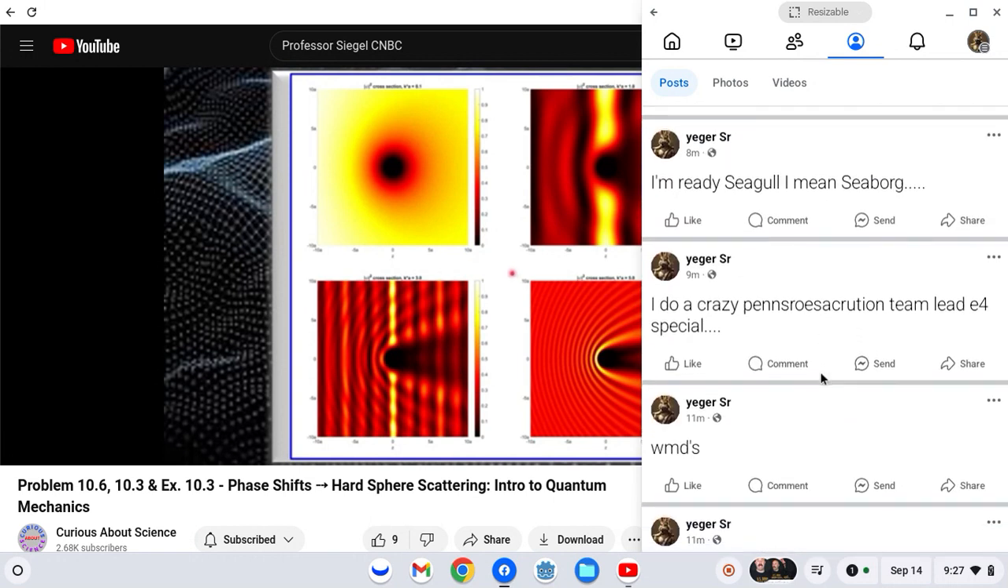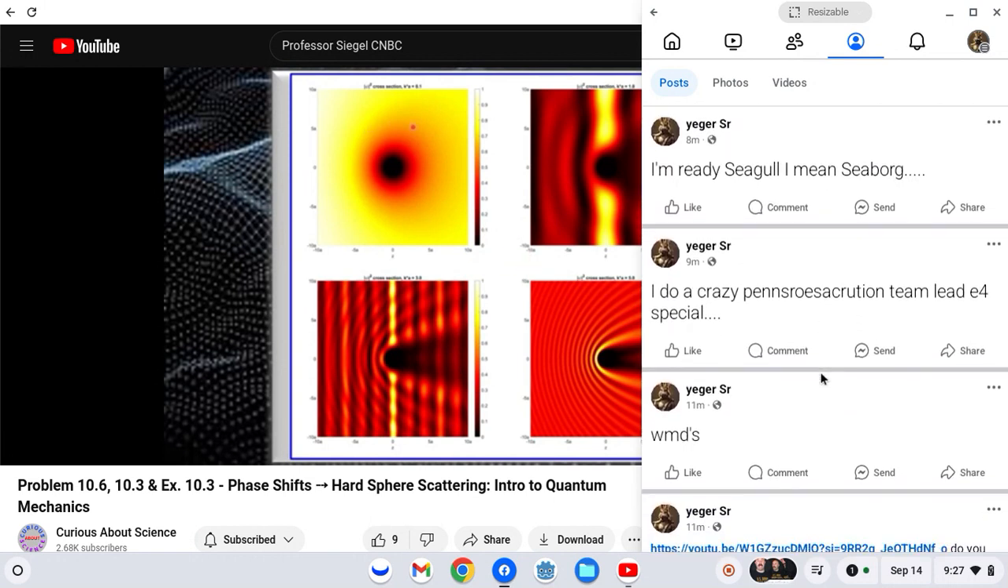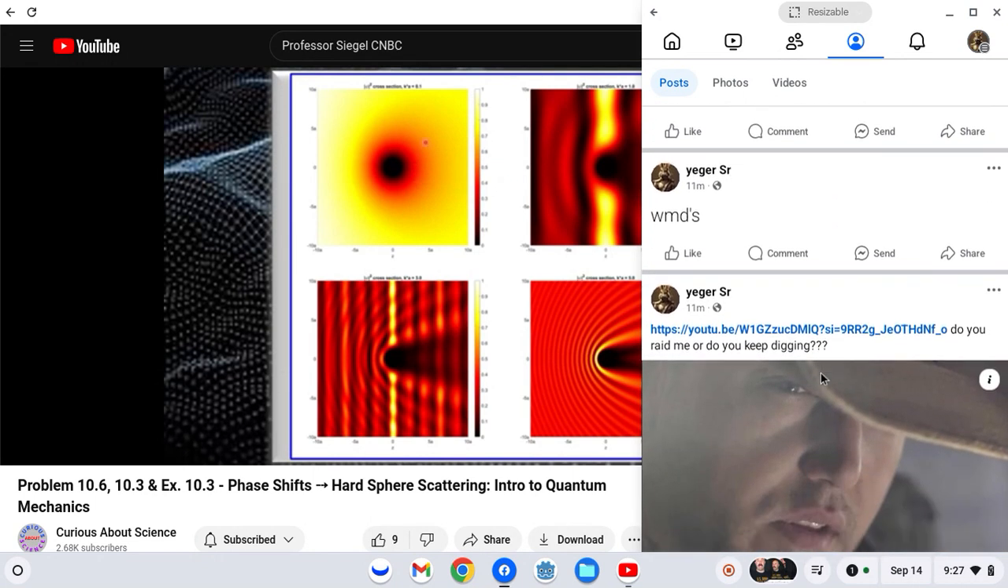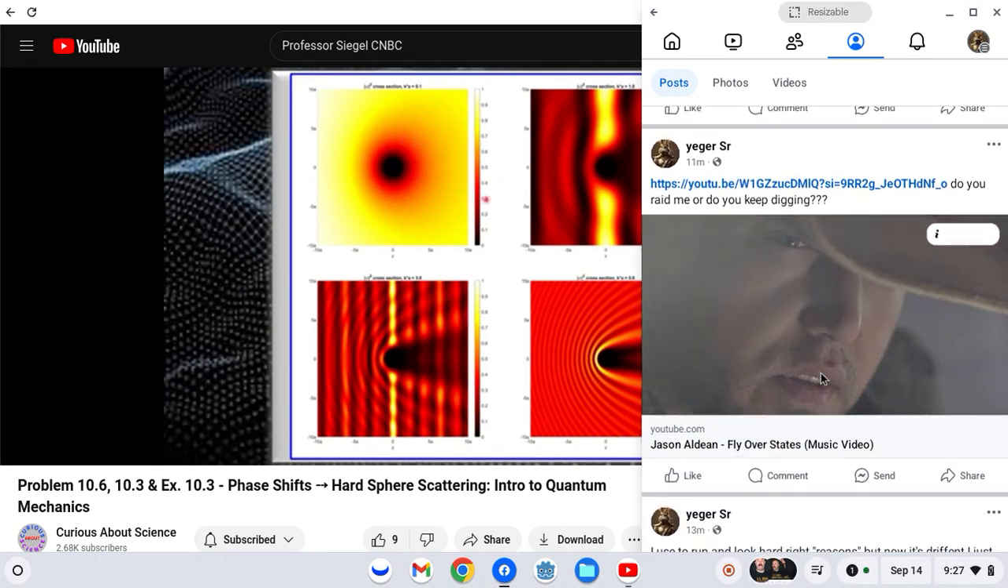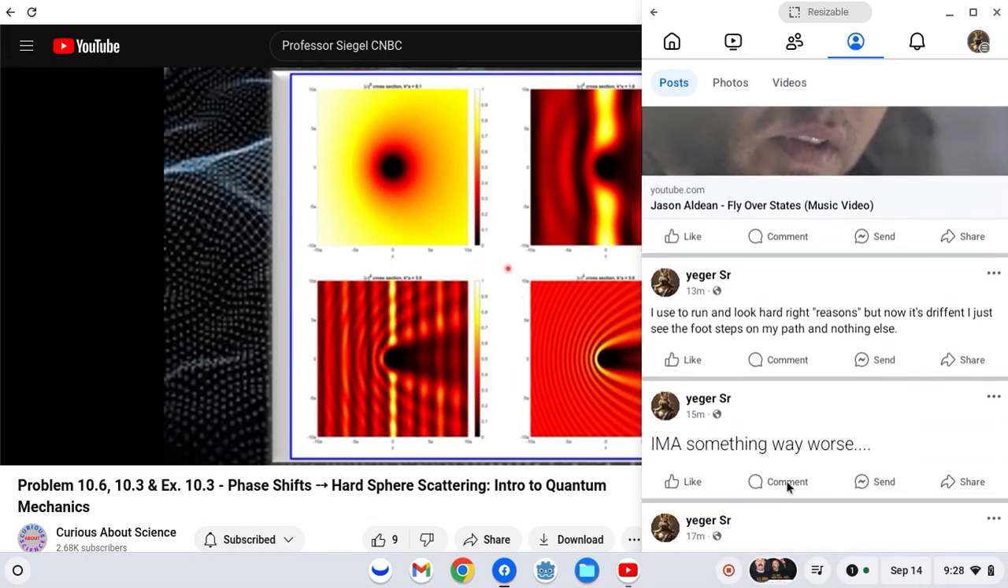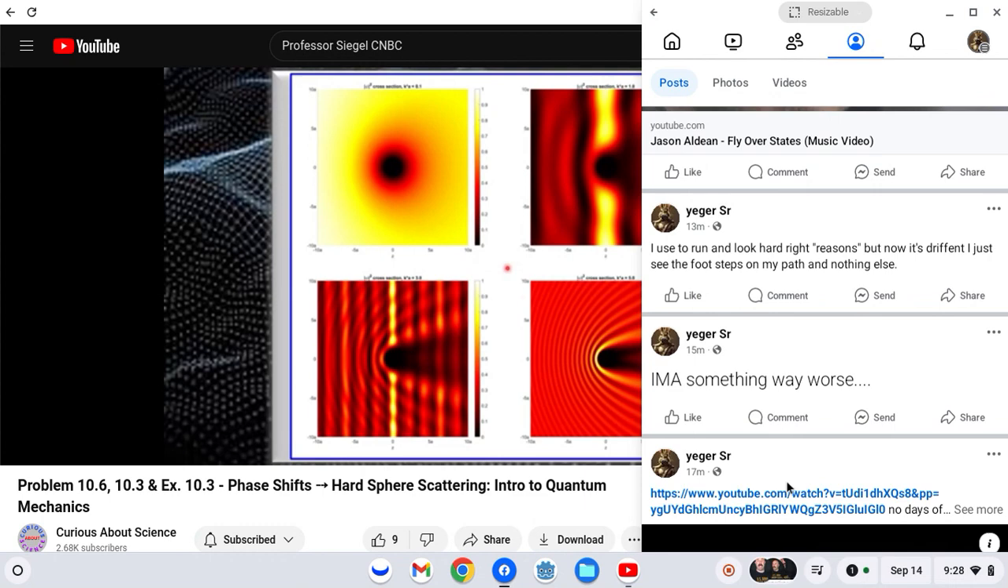In particular, what we see here is the cross-sectional scattering for several different situations with k times a, and I will link this image and its resource below. But as you see, it is quite important to us in quantum mechanics for several reasons, which we'll discuss soon.